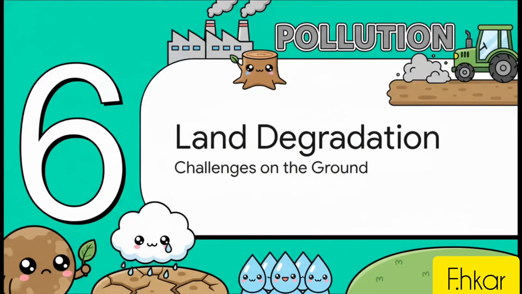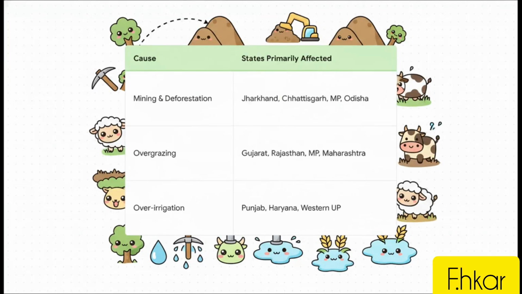So for our final section, let's dig into one of the biggest challenges there is when it comes to resource management: land degradation. What's causing it, and where is it worst? This table from the notes is just fantastic because it makes things so clear. It shows you the cause and the effect. You see that mining and deforestation are huge issues in states like Jharkhand and Chhattisgarh. Meanwhile, overgrazing is the main problem in places like Gujarat and Rajasthan. And then you have over-irrigation causing trouble in Punjab and Haryana.